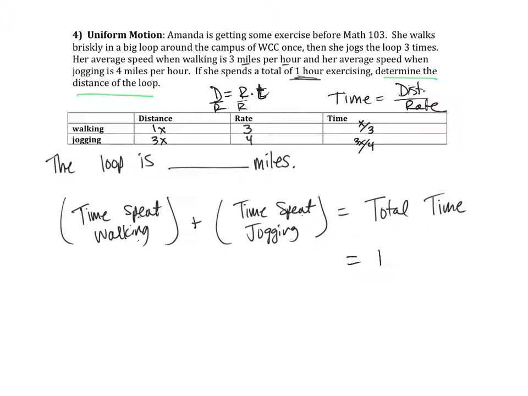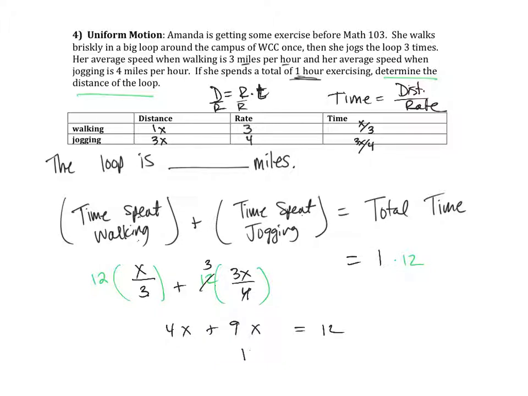So I'm going to put those into my equation. Time spent walking plus time spent jogging is equal to 1. And now I have an equation involving fractions, and so I just look to see what would be the common denominator, and that's what I'm going to multiply everything times. And that allows me to clear fractions. 12 divided by 3 is 4, so I get 4x. 12 divided by 4 is 3, and 3 times 3 would be 9x, and that's equal to 12. Adding those together gives me 13x is equal to 12.